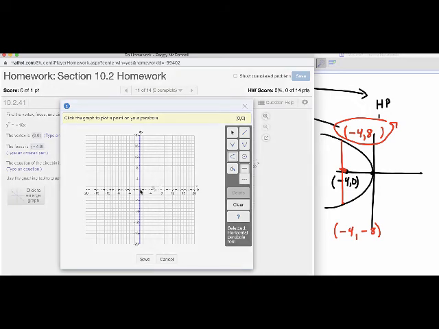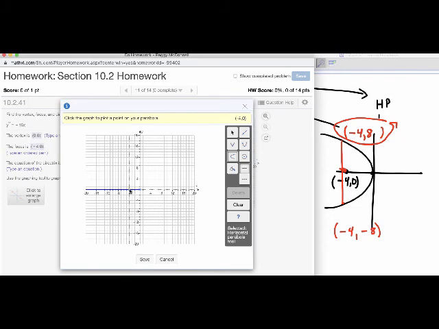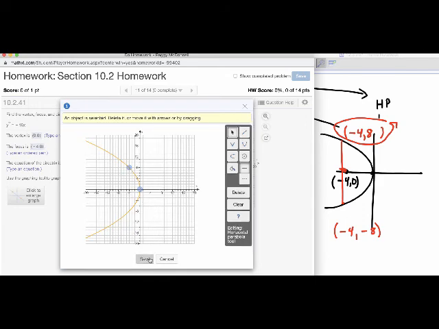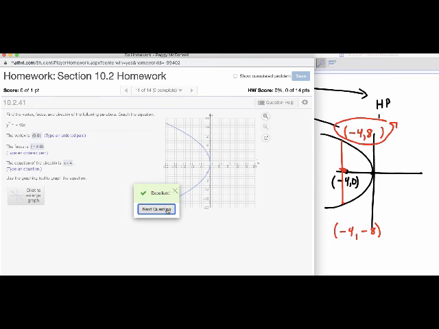Then it says click a point to plot a point. So we're going to plot one of the latus rectum points, which I've got negative 4, 8. So over negative 4, up 8. And I know I'm at negative 4, 8 because up in the upper corner in the yellow it says negative 4, 8. Click, save, check answer, and we are correct. So that's how you use the tool.